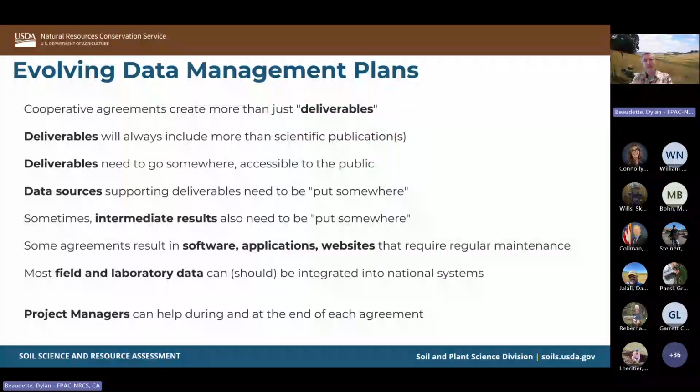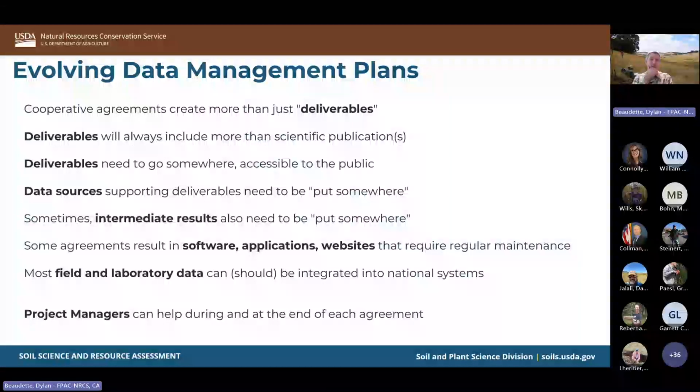Some agreements, I think, result in software or applications or maybe even websites that, in order to remain valuable to the public and also to soil survey, will require regular maintenance. So that means that those types of deliverables, those types of results, we can't just dump them in a box in a warehouse. We can't just park them, say, in Ag Data Commons. They'll need something more than that.